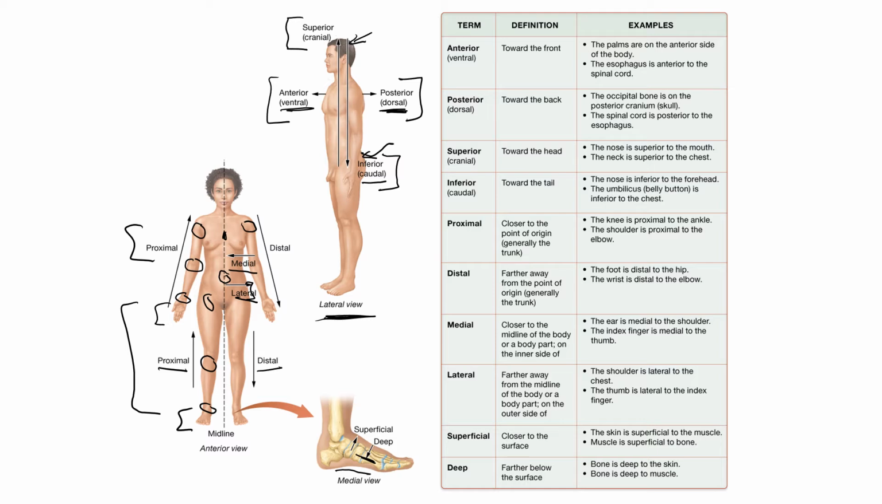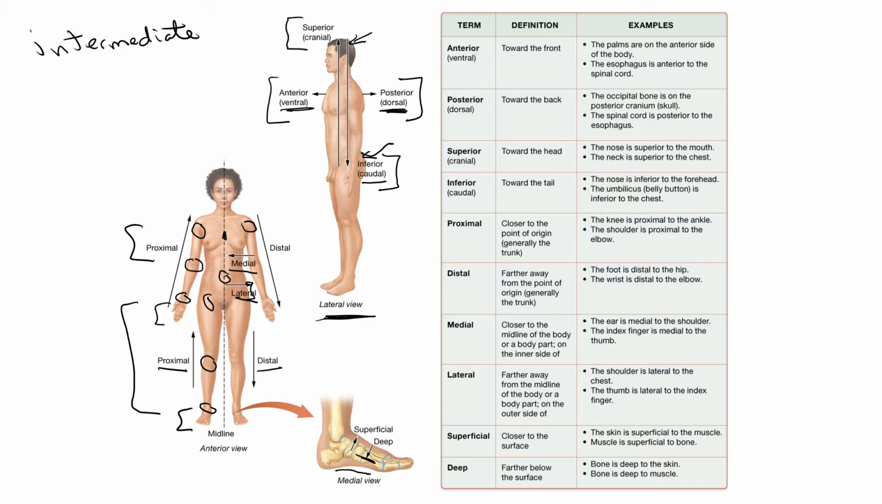There's also another term, intermediate, and that's a structure that is between two other structures. So, for instance, the heart is intermediate to the lungs. So there's two lungs, one on either side of the heart. Let's see. The sternum is intermediate to the arms, in anatomical position.